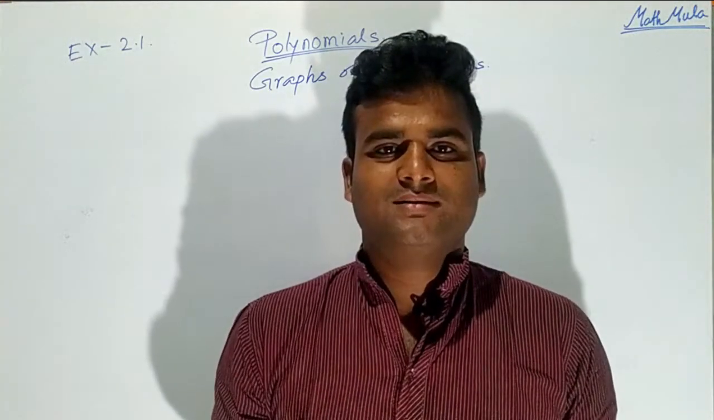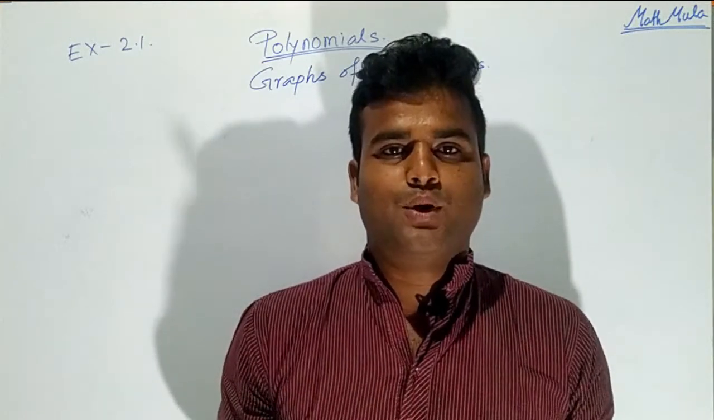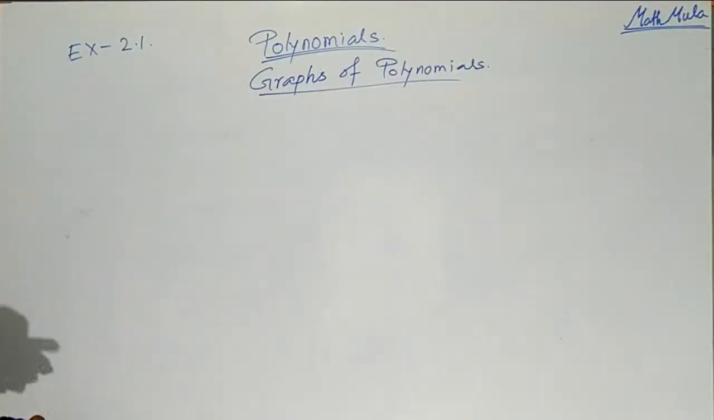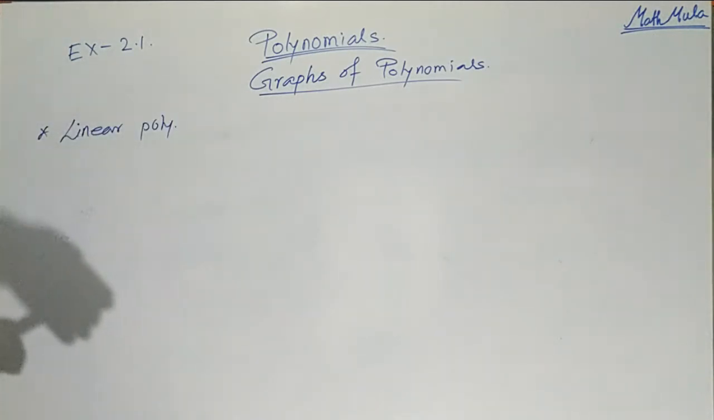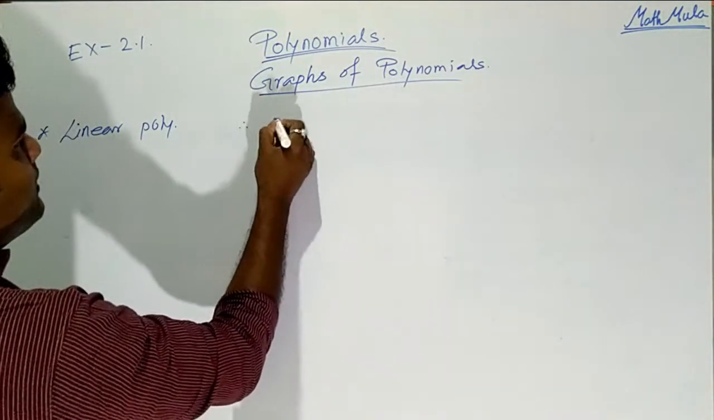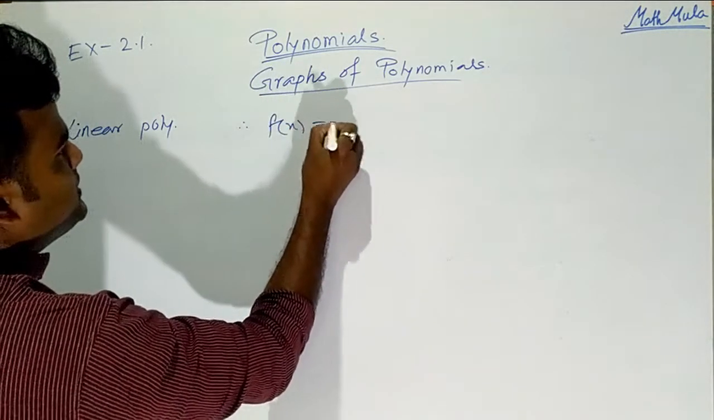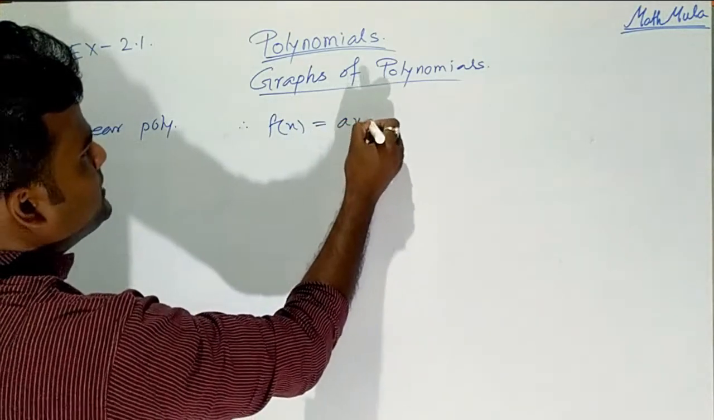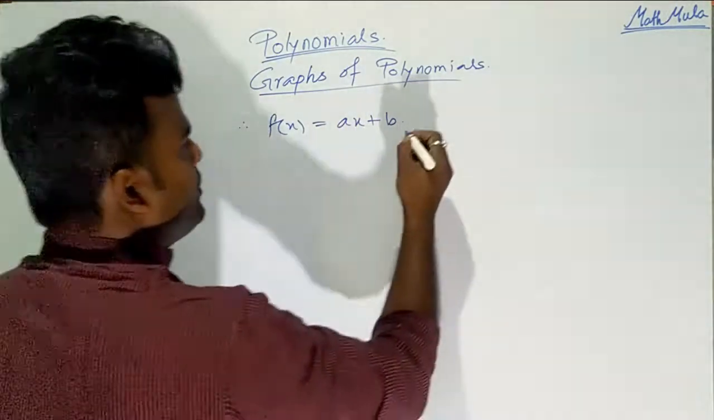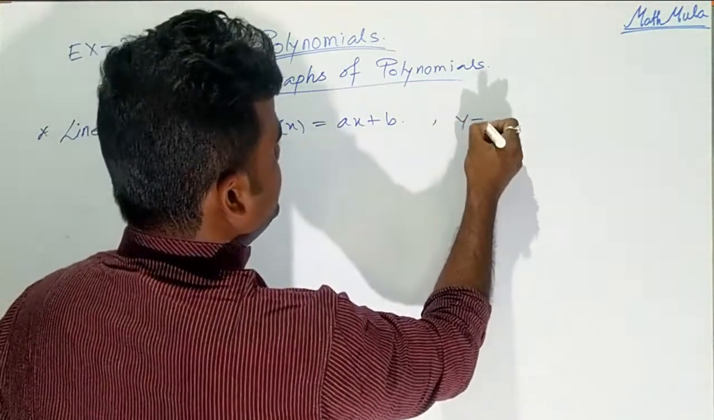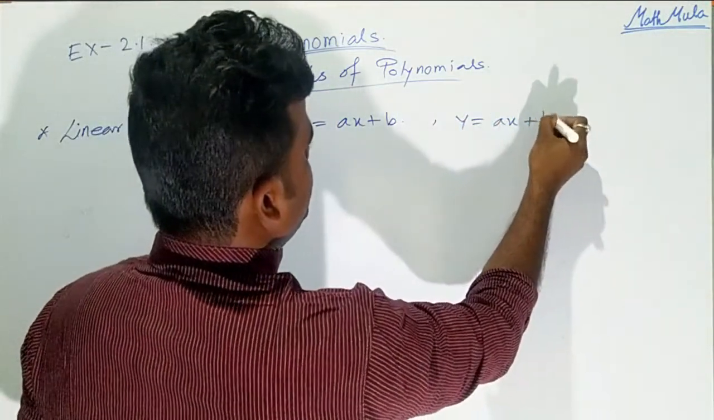Today we learn the graphs of polynomials. First we learn the graph for a linear polynomial. A linear polynomial means the power of the variable will be 1. That means f(x) = ax + b in this form. f(x) means y. That means we can write y = ax + b.